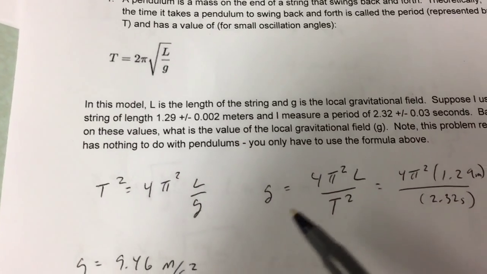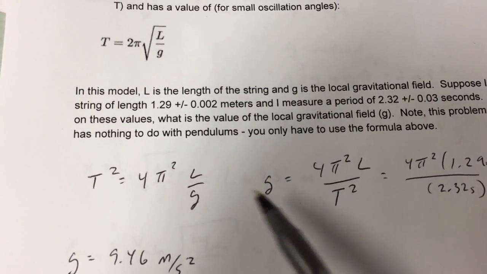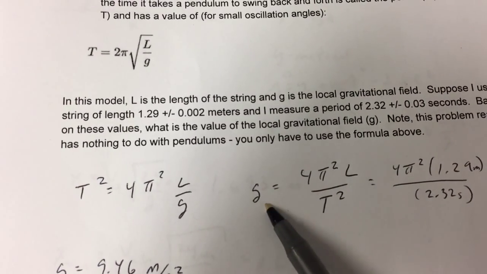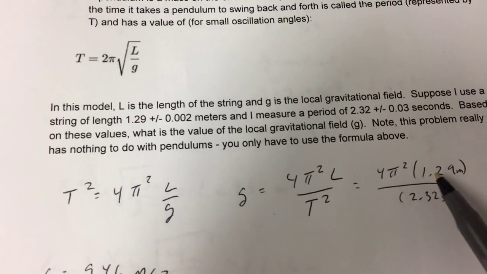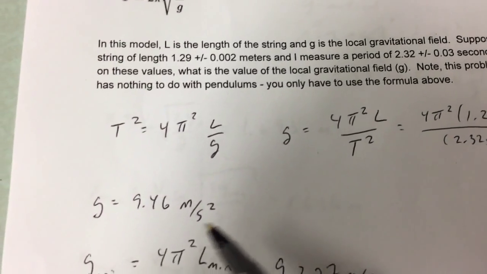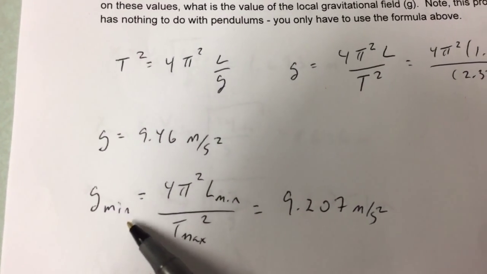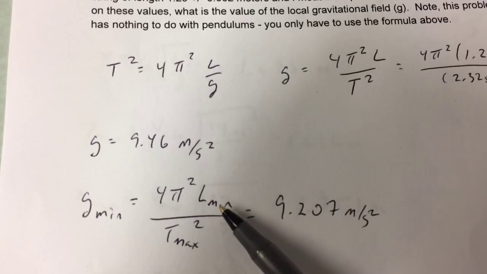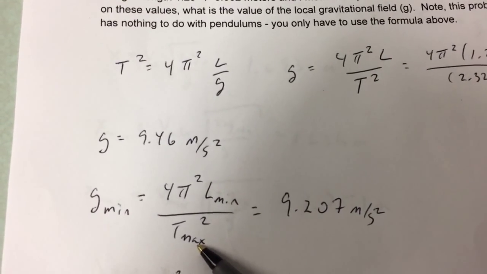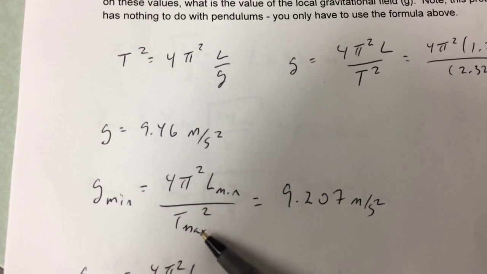So the first thing to do is solve this equation for G, so I get this. If I square both sides and solve for G, I get that. Then you can put in your L and your T and you get a G value of this. Now, to get the uncertainty in G, we do the minimum G. So I'm going to put in the minimum L, but since I'm dividing by the period, I'm going to put in the maximum T.